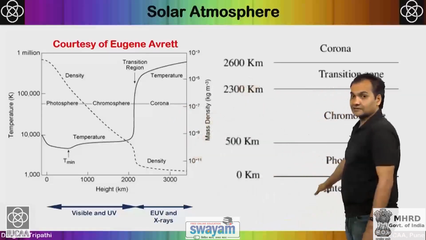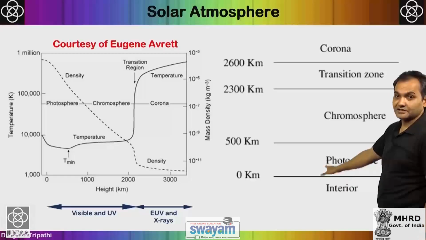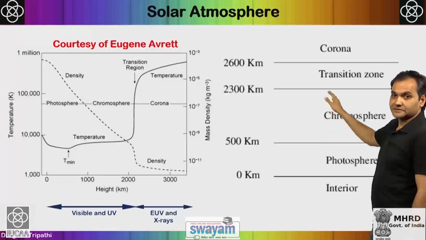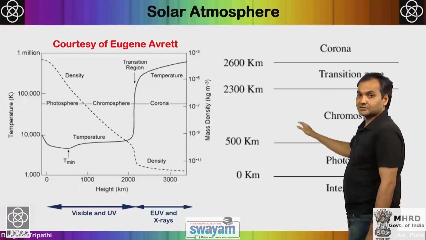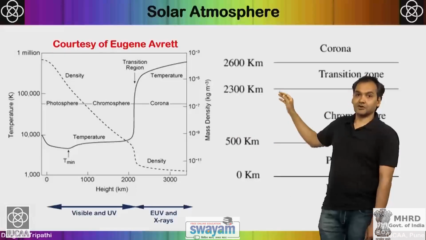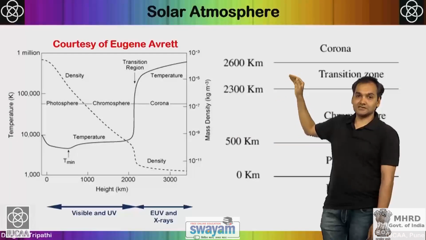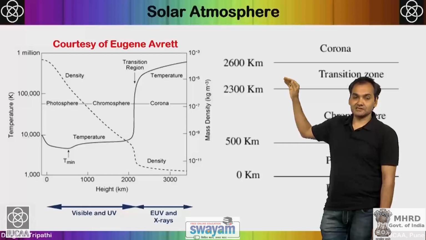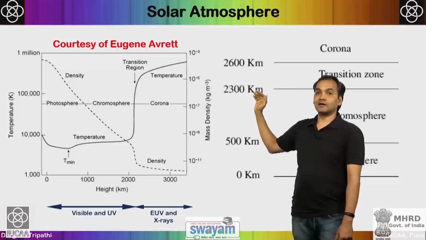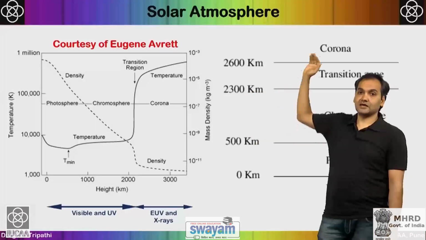Look at the height. The photosphere is roughly around 400 to 500 kilometers, and above the photosphere about 2,000 kilometers is what we call the chromosphere, and beyond that about 100 kilometers is a thin region where the temperature and density are both steeply changing. Temperature is steeply increasing, the density is steeply decreasing, and then that goes into the transition region, and above that is the corona.